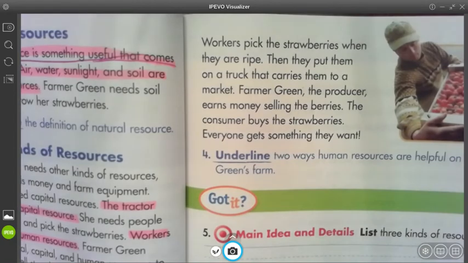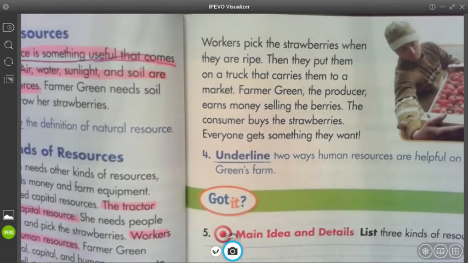Workers pick the strawberries when they are ripe, which means they're ready. Then they put them on a truck that carries them to a market. Farmer Green, the producer, earns money selling the berries. The consumer buys the strawberries. Everyone gets something they want. So it's kind of a long process. You need all kinds of resources and money and people to get the strawberries from becoming plants all the way to being at the grocery store.